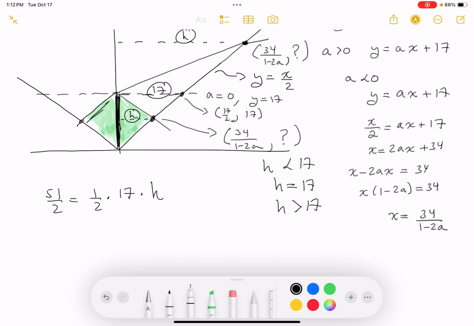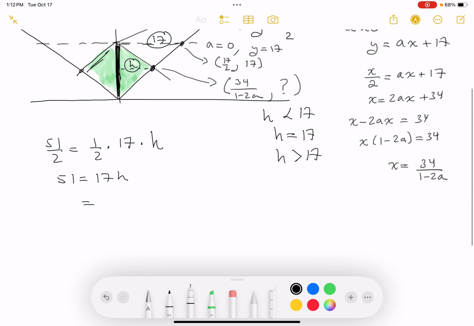So I'm going to multiply both sides by 2. You get 51 equals 17h. And then I'm going to divide through by 17. And what do you get? 17 goes into 51 3 times. So I know the h is 3. So it has to be this one over here. Has to be. So let's write this down over here. It's going to be this over here.